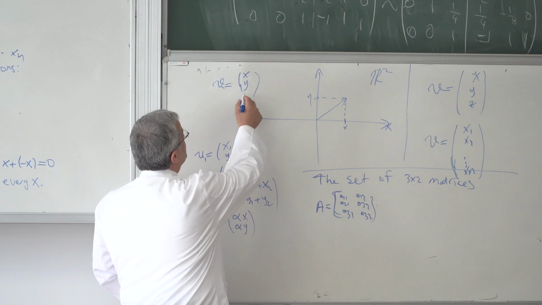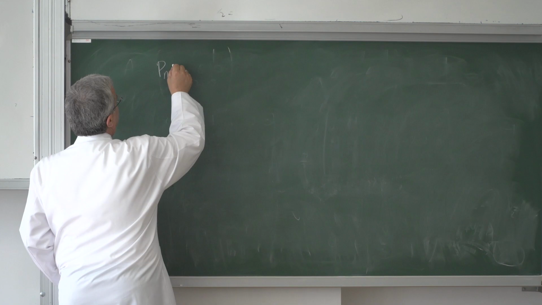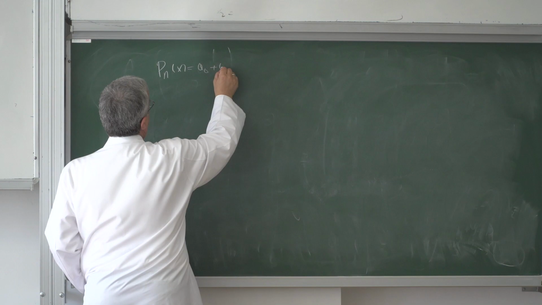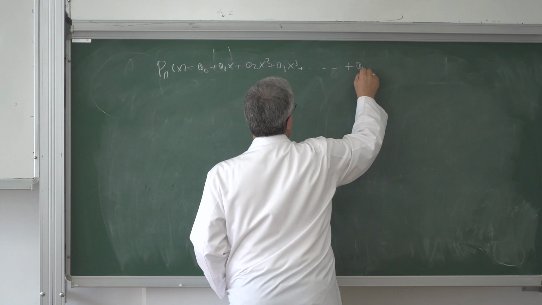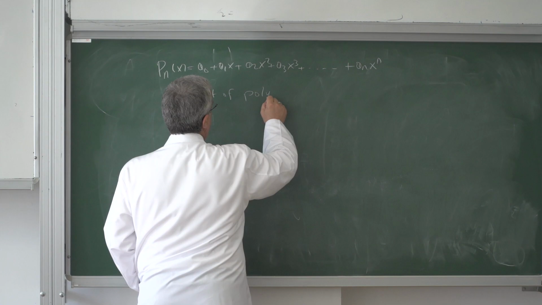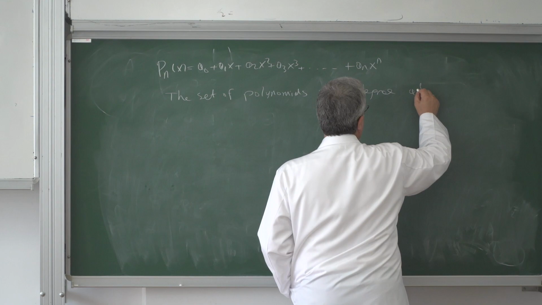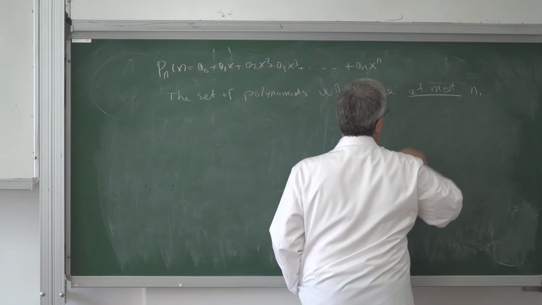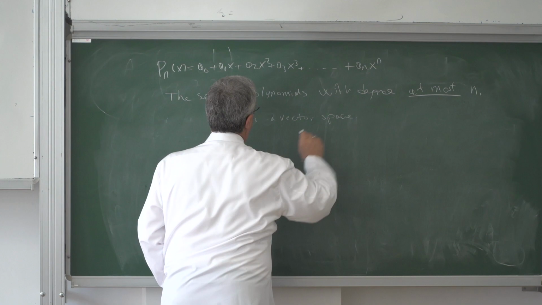So vectors do not always mean this. Okay, let me give you another vector space. Let's take nth order polynomials. This set of polynomials with degree at most n, is this a vector space? This is a vector space.